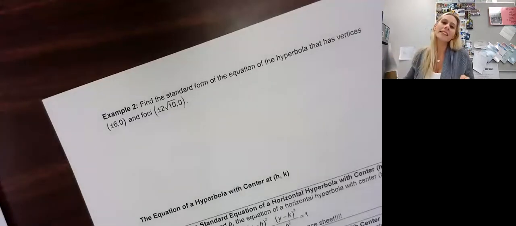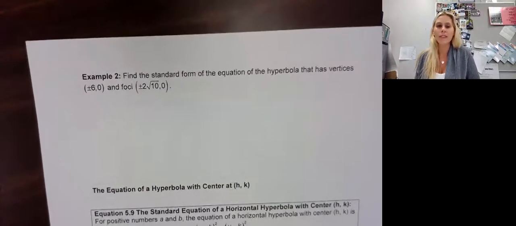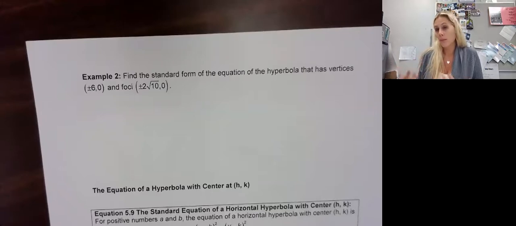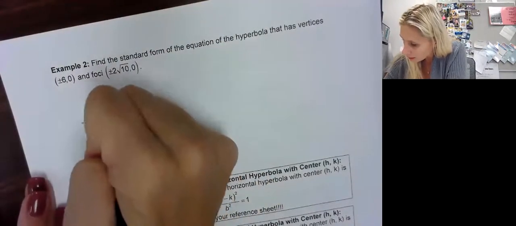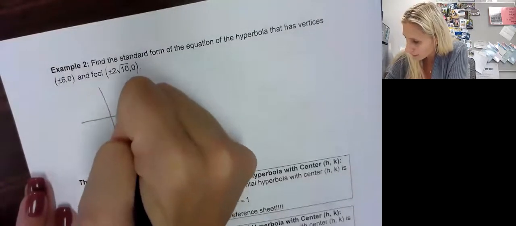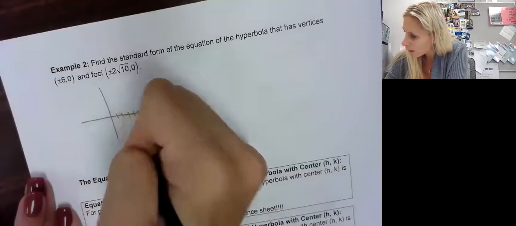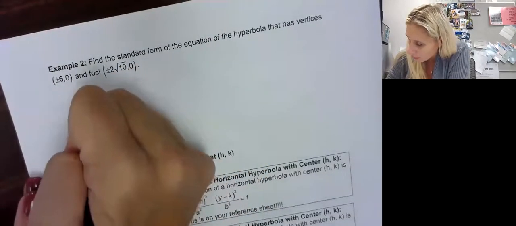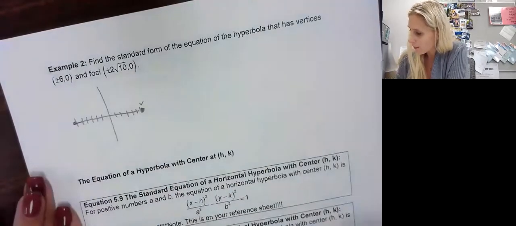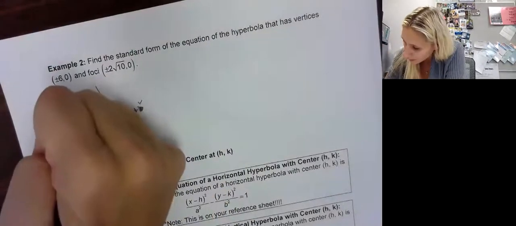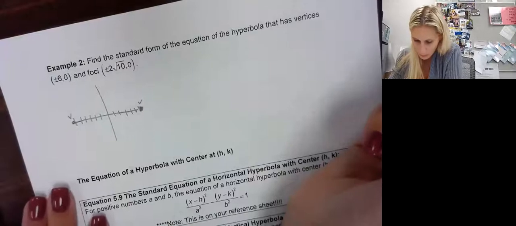All right, so find the standard form of the equation of the hyperbola that has the vertices plus minus 6, comma 0, and the foci. There we go. So of course, just like we've done in the past, when we're given information, you might want to look at that information when it shows us, okay? So if I were to sketch this out, 1, 2, 3, 4, 5, 6. Here would be a vertex. 1, 2, 3, 4, 5, 6. Here would be another vertex. Okay. The foci is 2 plus the square root of 10.